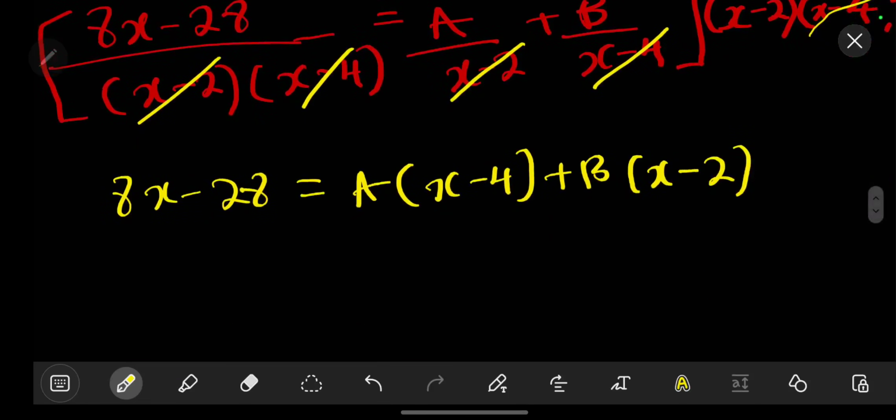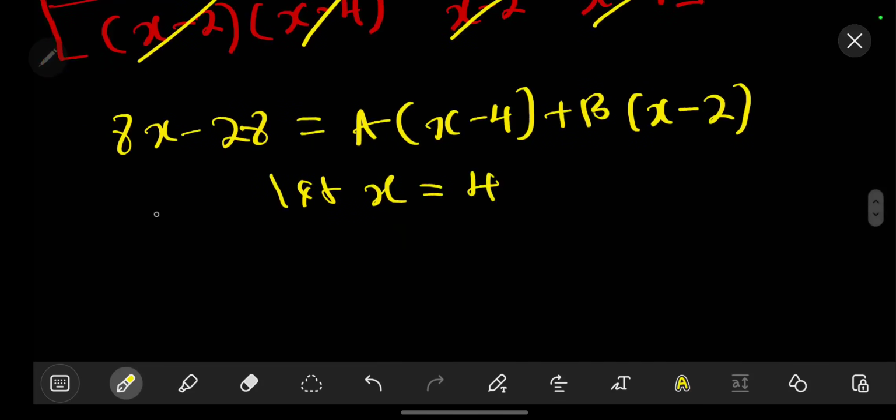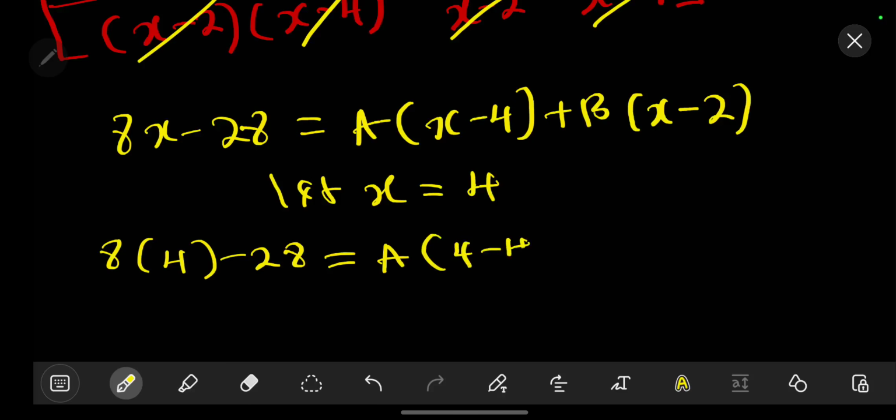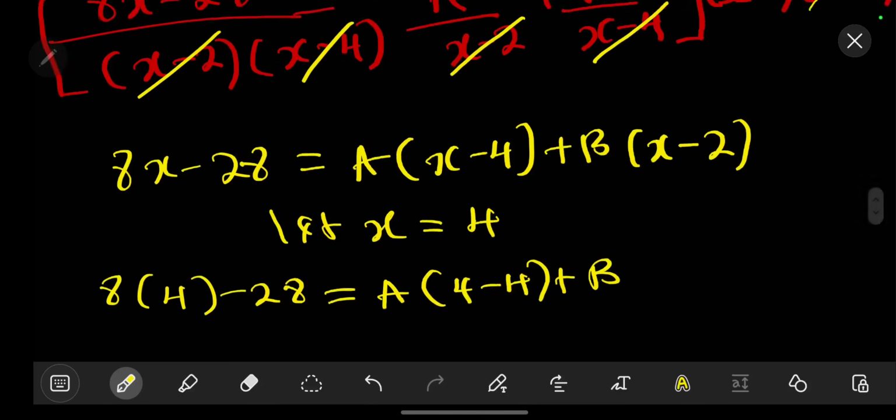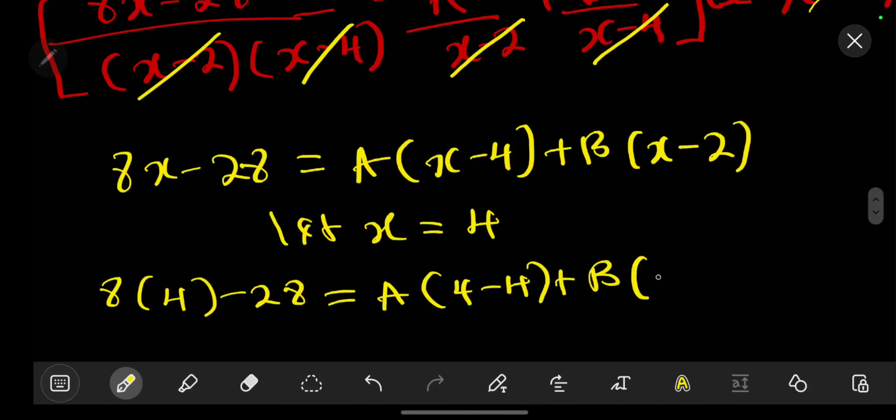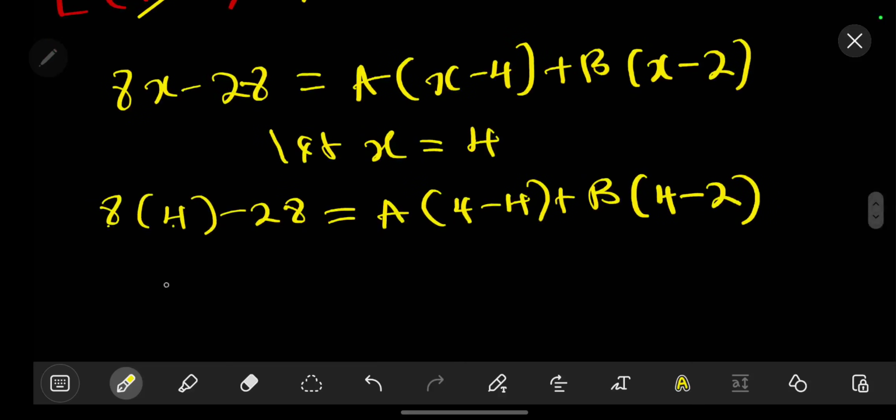Then, using the same approach, we let x be equal to 4. So we have 8, where x is we put 4, minus 28, should be equal to a, where once we eliminate a we have 4 minus 4, plus b, where x is we put 4 minus 2. So 8 times 4 gives us 32, then minus 28, like that.